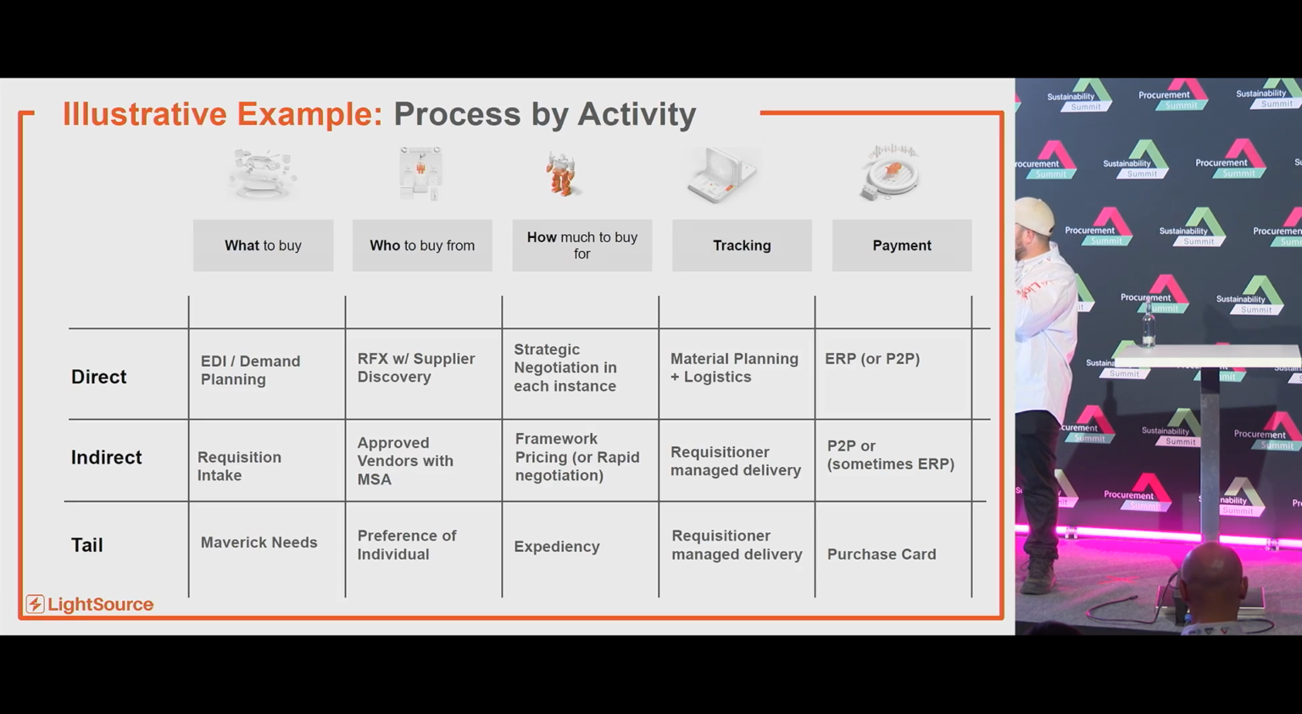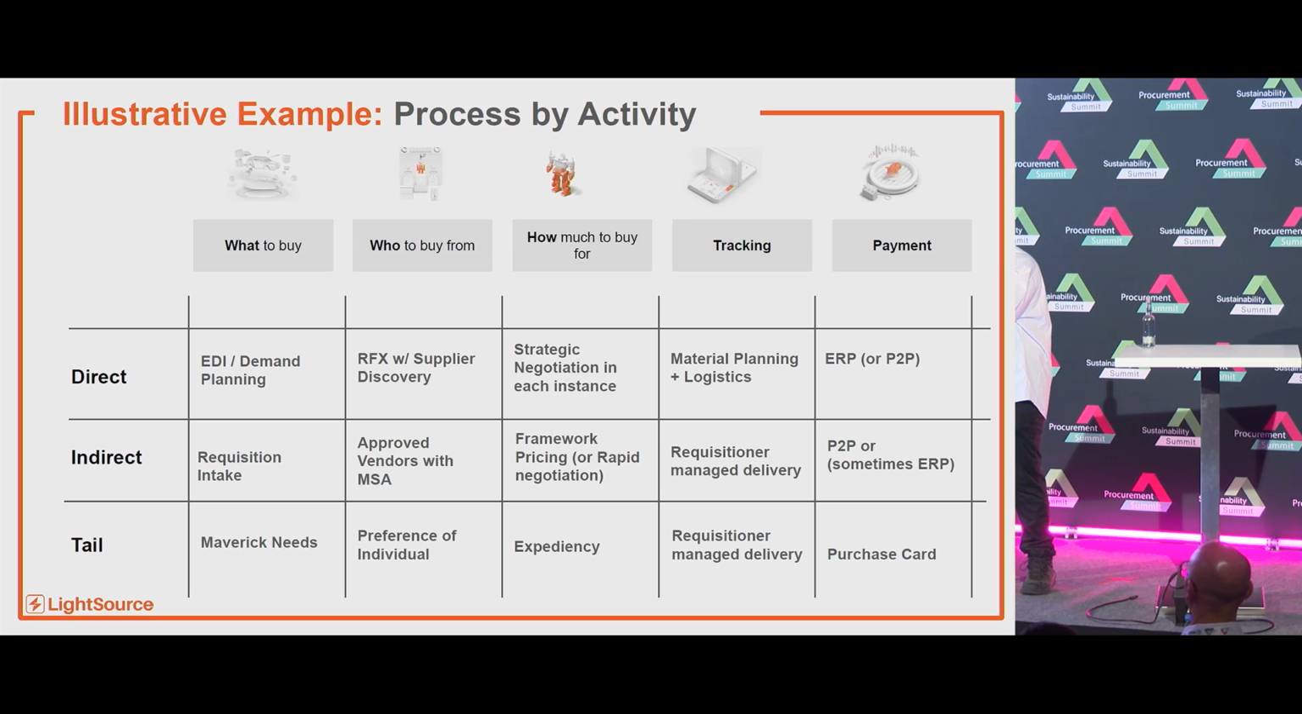And so when you're talking about direct, the what to buy is very different from indirect. So it's not necessarily a requisition intake with process orchestration. We're talking about EDI and demand planning, something strategic happening from the business. Who to buy from, maybe we have punch-outs or contracted pricing and MSAs, or maybe we need to go and actually run RFX with suppliers directly. How do we pay for it? In the direct materials world, it's the ERP. In the indirect world, often it's the P2P.